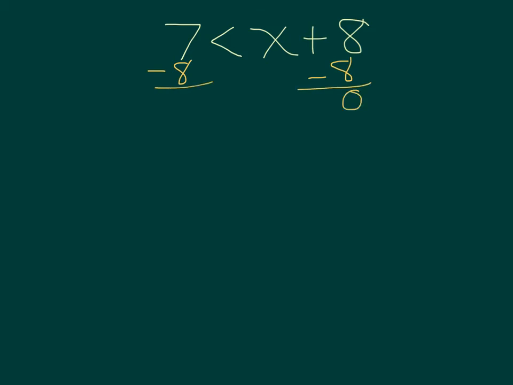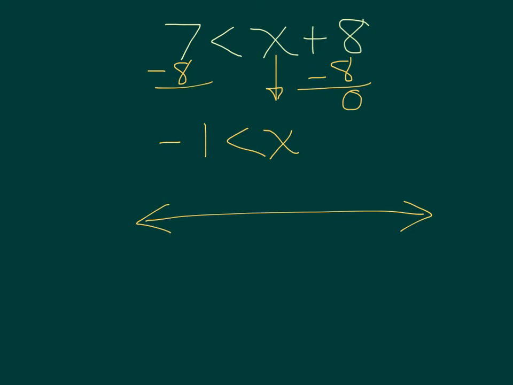Obviously 8 minus 8 is 0. We bring down our x. We've got our less than sign. And 7 minus 8 is negative 1. So now we've solved our inequality. x is greater than negative 1. So let's go ahead and graph it.